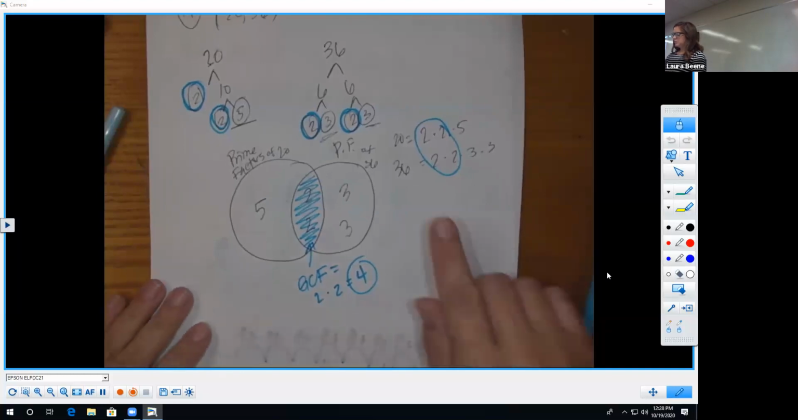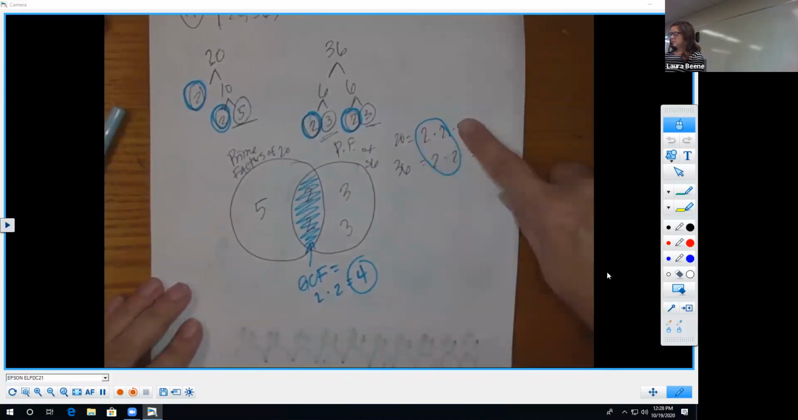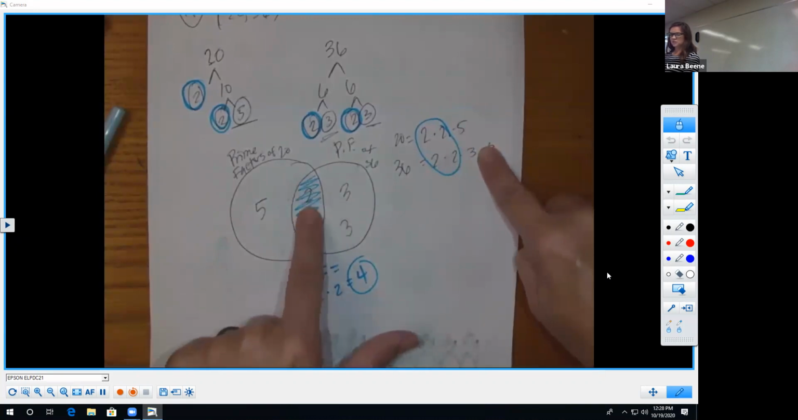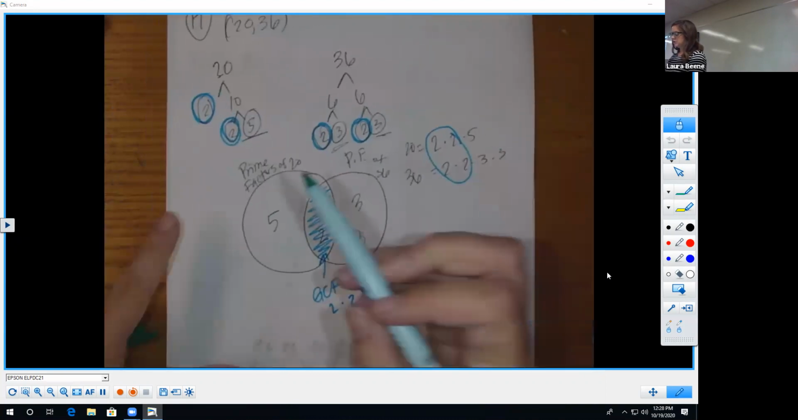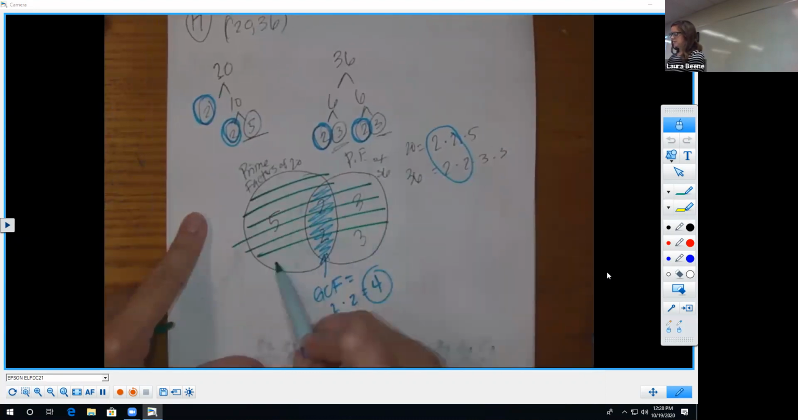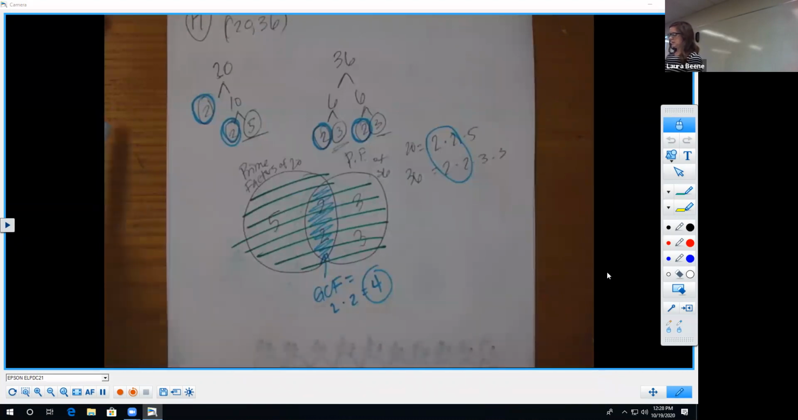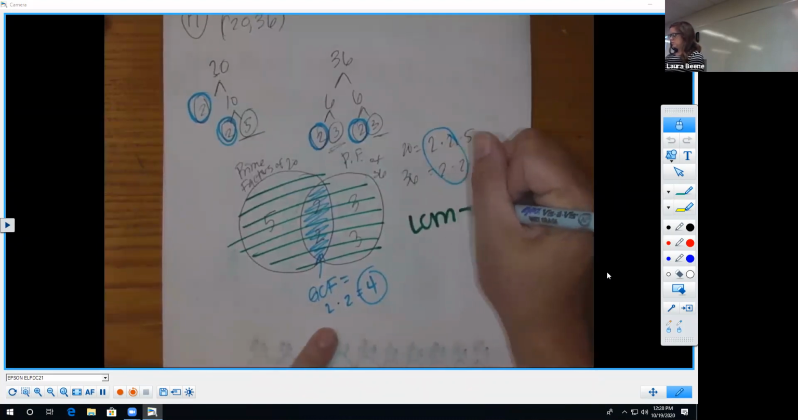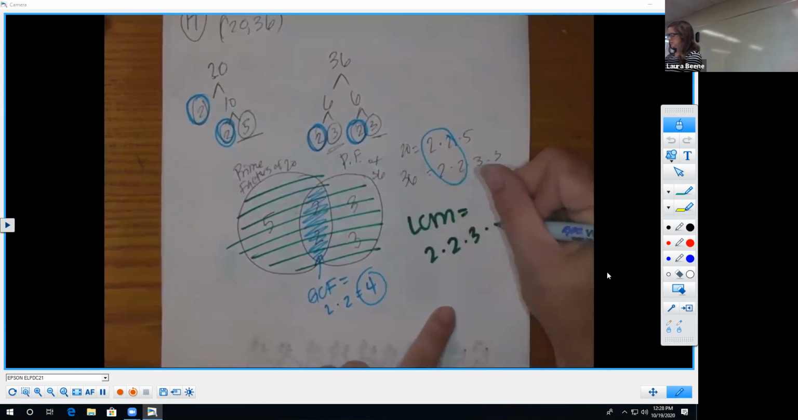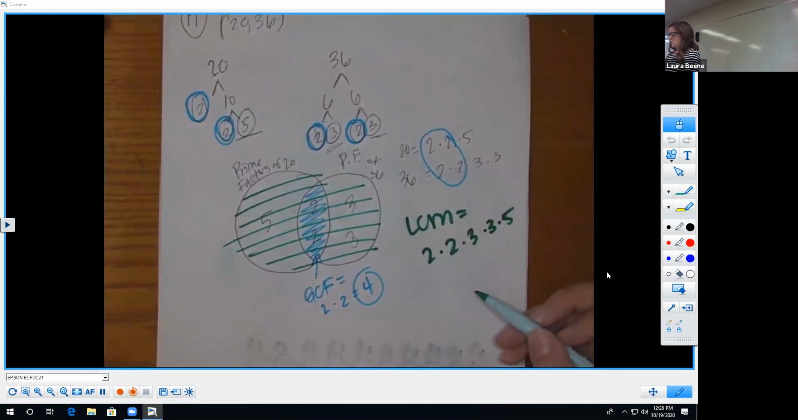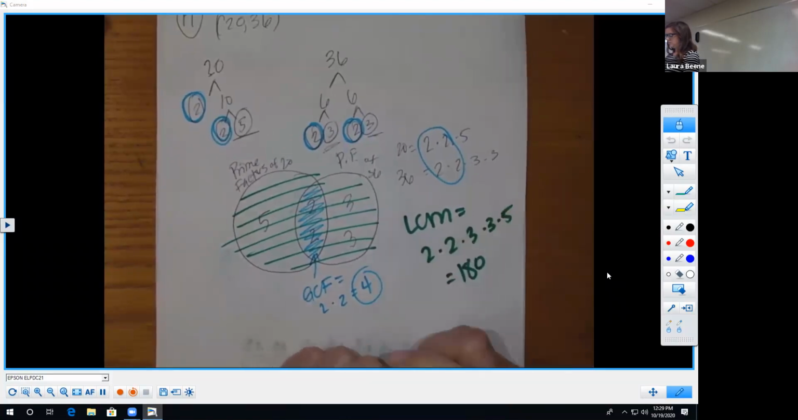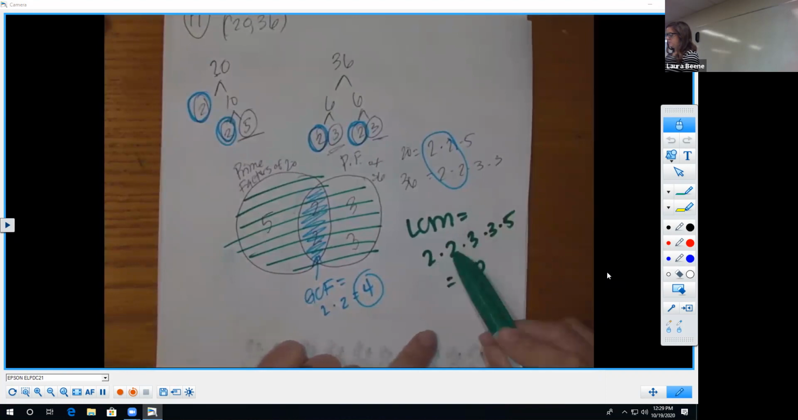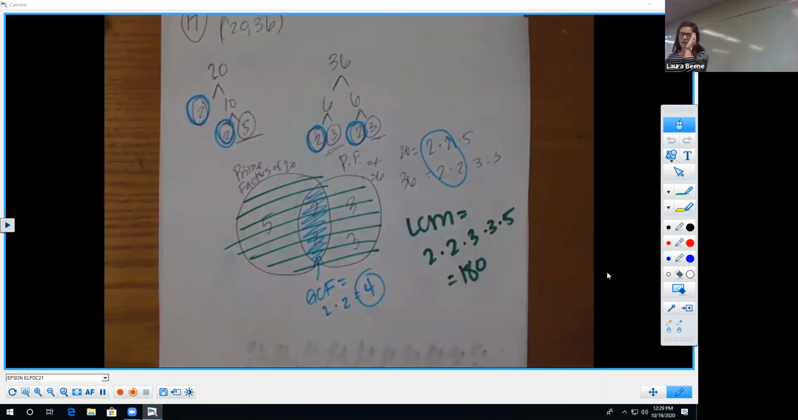The least common multiple, remember, we use the greatest common factor, but then we also use all the other stuff. So there's the greatest common factor. Here's the other stuff on the outside of the circles. So the least common multiple is just everything in the circles, which is the union. Okay, so the least common multiple would be 2 times 2 times 3 times 3 times 5, which is, let's see, 20 times 9 is 180. Did I do that right? 4 times 5 is 20. 20 times 9 is 180. Yeah.